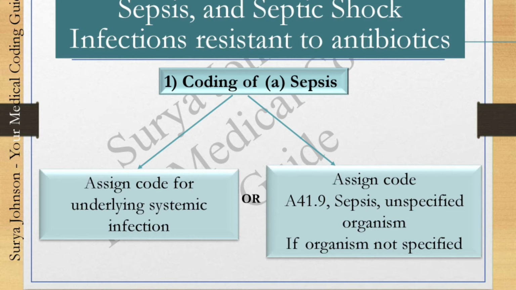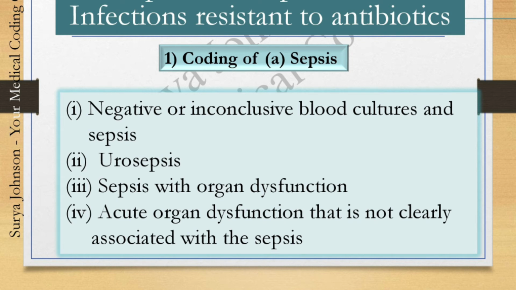Under coding of sepsis, if there is a negative or inconclusive blood culture, you cannot code it as sepsis. Also, you cannot consider urosepsis as sepsis because it's not a specific term. In this scenario, you should query the provider for clarification. And when there is sepsis with organ dysfunction, you cannot code that as sepsis; this should follow the guidelines of severe sepsis.